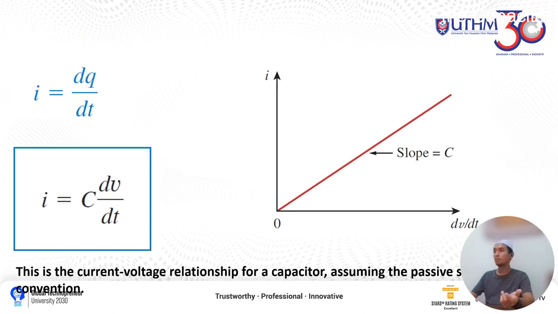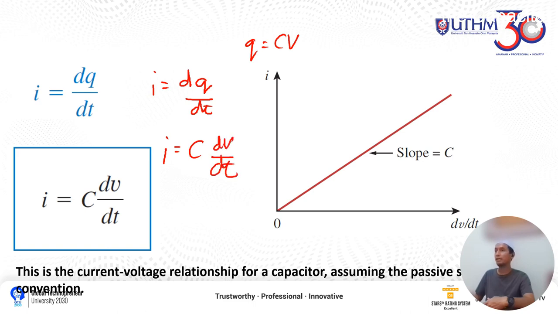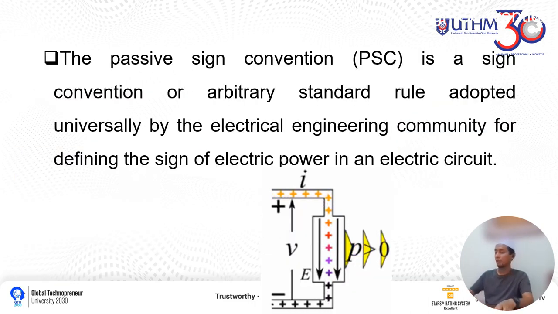Right. So this is the relation between the current and the charge, and the current and the voltage. So I is equal to the change of charge over the change of time. And it can also be related if we replace this Q, where Q is equal to CV, right? So if we replace this, we will have I equals C dV over dt. Okay, so this is the graph that we can get from this equation. So this is the relation.